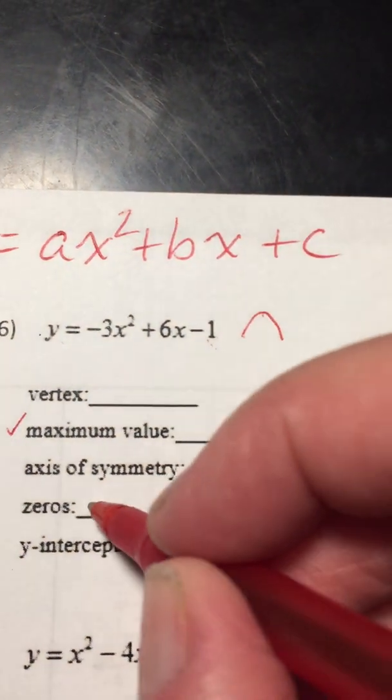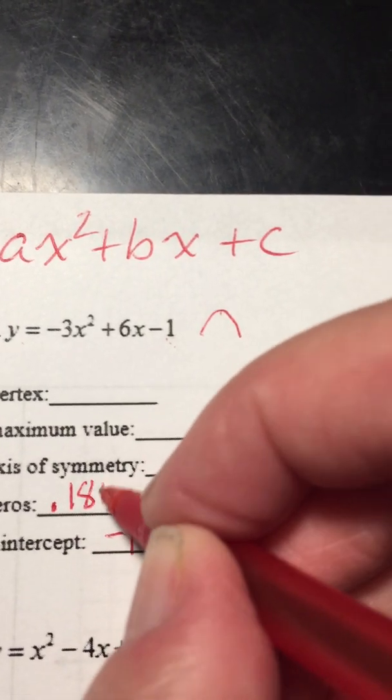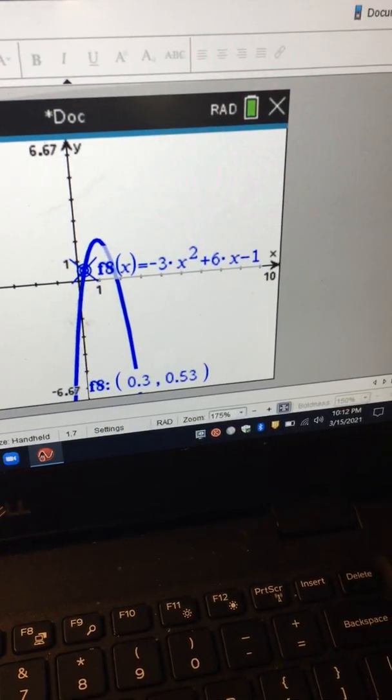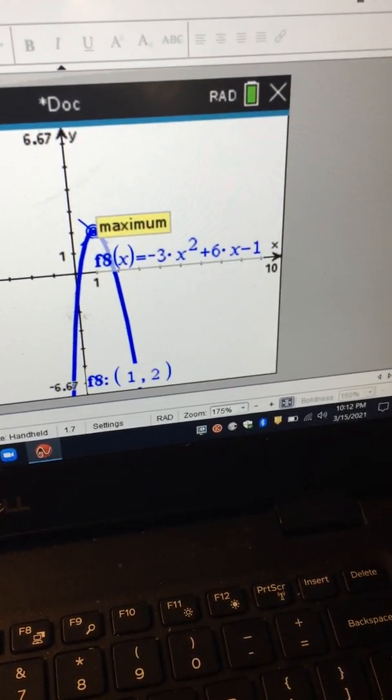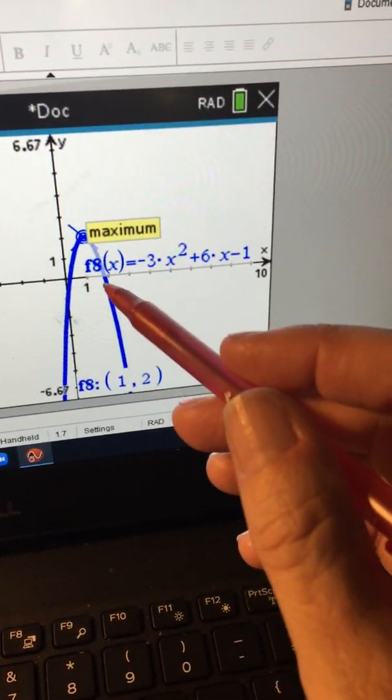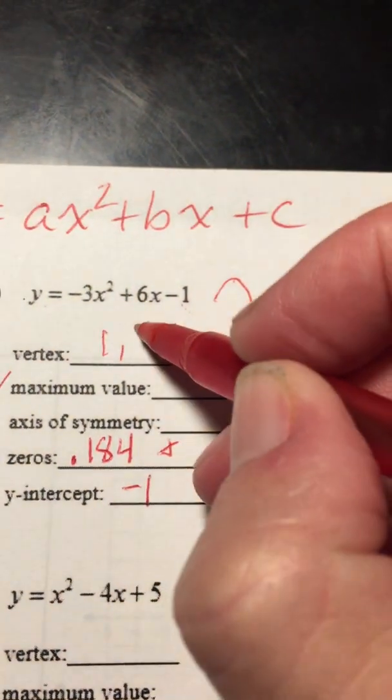So in this blank here under my zeros, I'm going to put 0.184. That was a positive number. So now I'm going to continue scrolling around with my arrows to the right. So I'm going up, up, up, and there it tells you we're on the maximum right there. So this is the vertex, 1, 2. I'm over 1 and up 2. So my vertex is 1, 2.